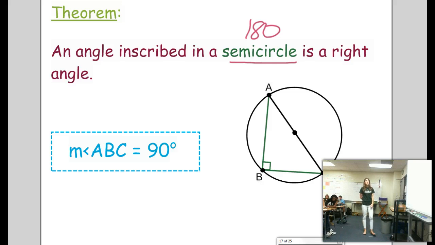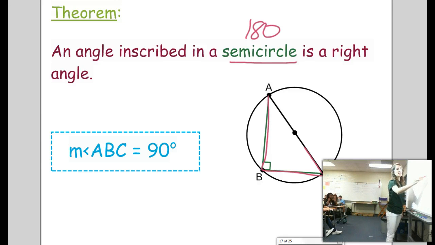An angle inscribed in a semicircle is a right angle. Another way to write that is an angle that opens up to the diameter is a right angle. Any angle that opens up to the diameter is a right angle, because 180 divided by 2 is always 90.